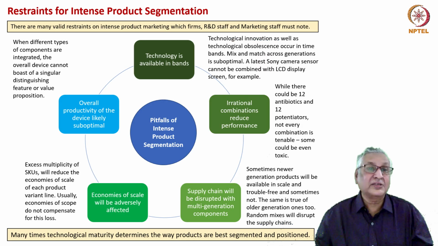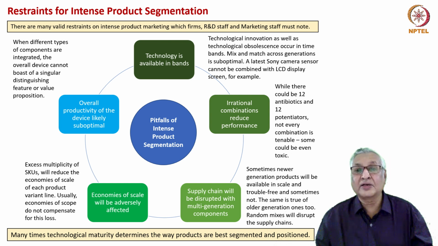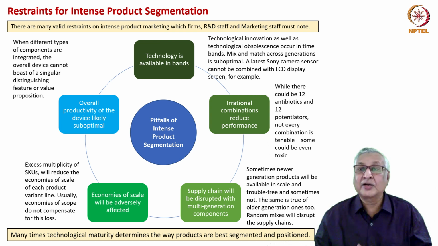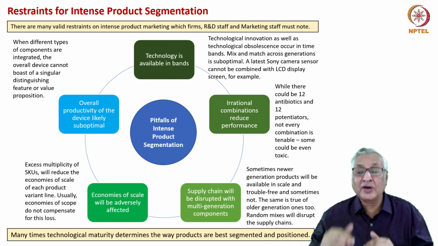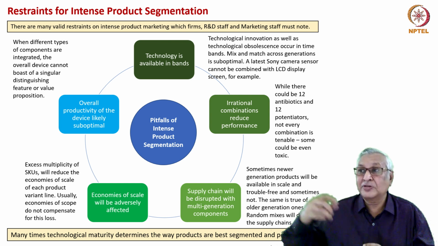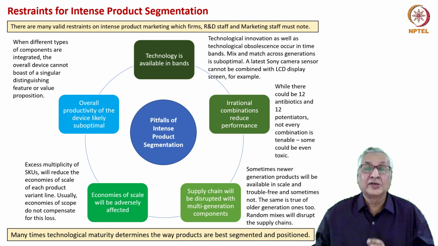We also have to recognize that we have many valid restraints on intense product marketing with the current levels of R&D marketing capability which any company would have at any point of time. The first is that technology is available in bands. It is not that a technology that belongs to 2030 is available today. Technology has some relevance to the overall technology ecosystem. Technology innovation as well as technological obsolescence occur in time bands. Mix and match across generations is suboptimal.